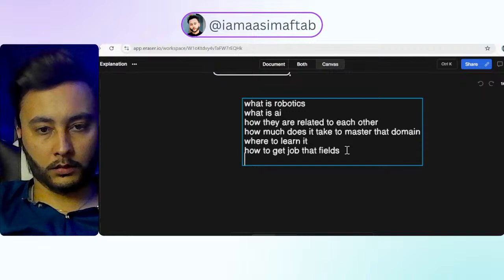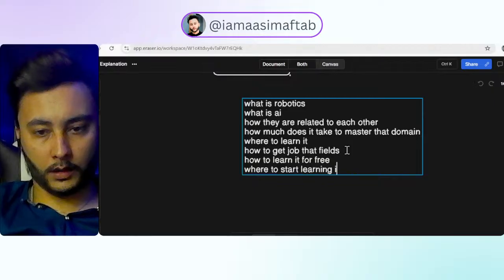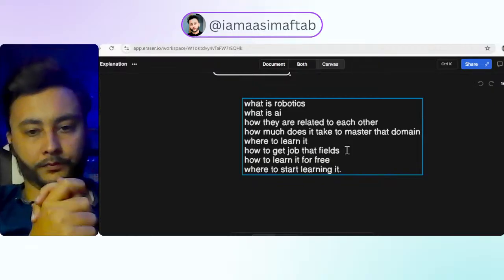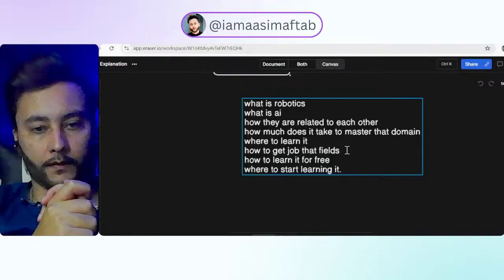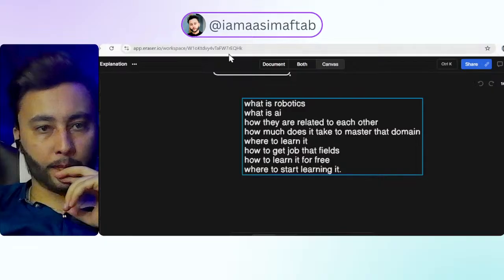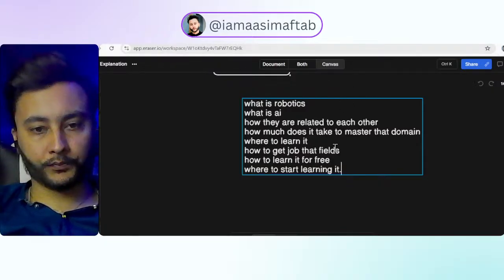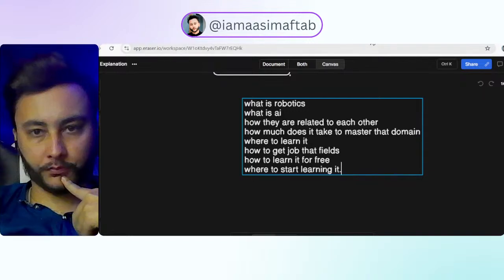How to learn it for free? Where to start learning it? Okay, these are some questions which came to my mind, and we will craft a prompt for ChatGPT to understand what that domain is.